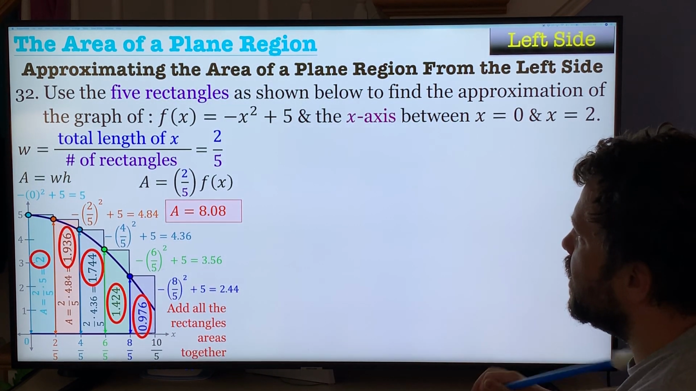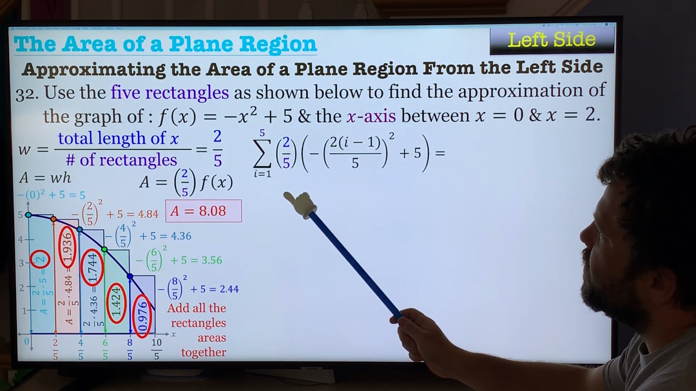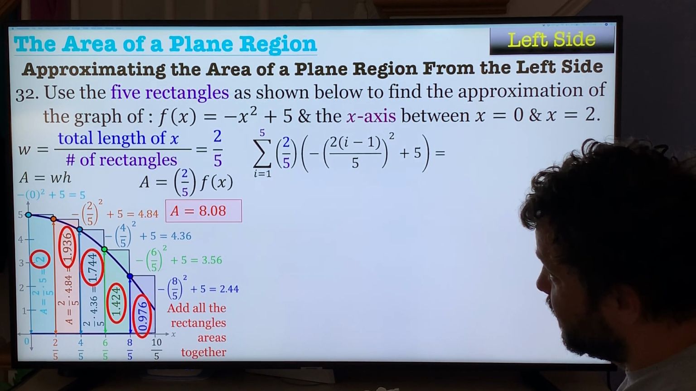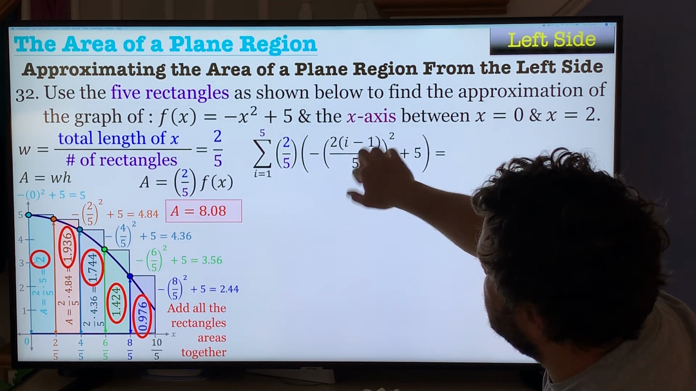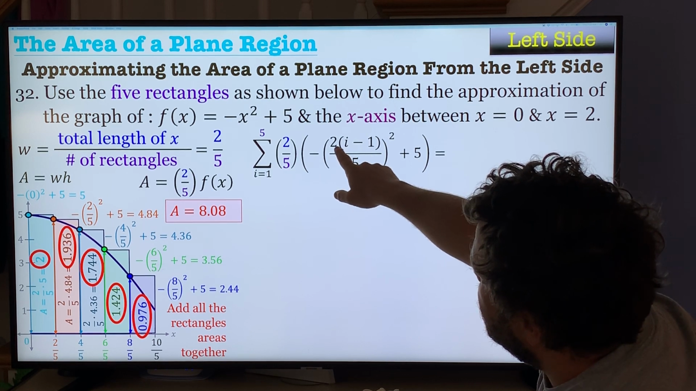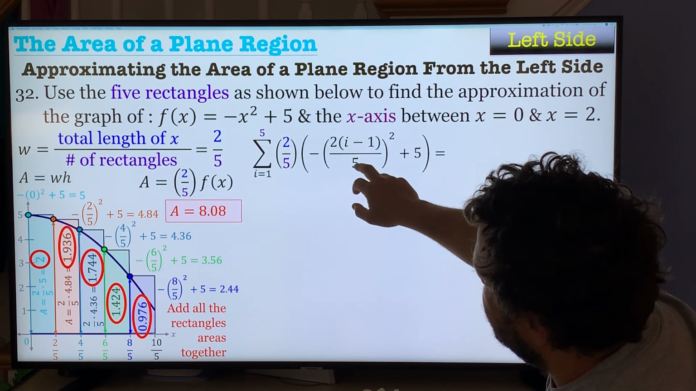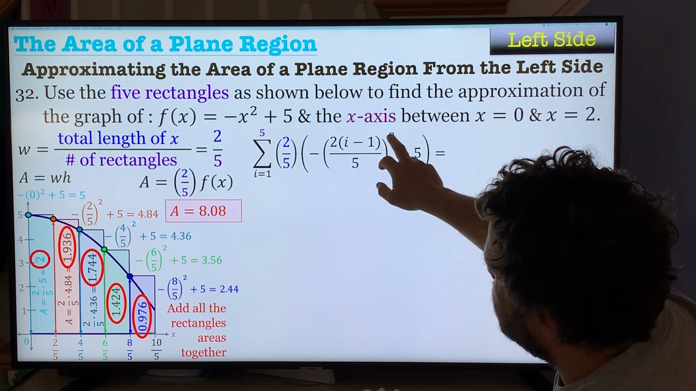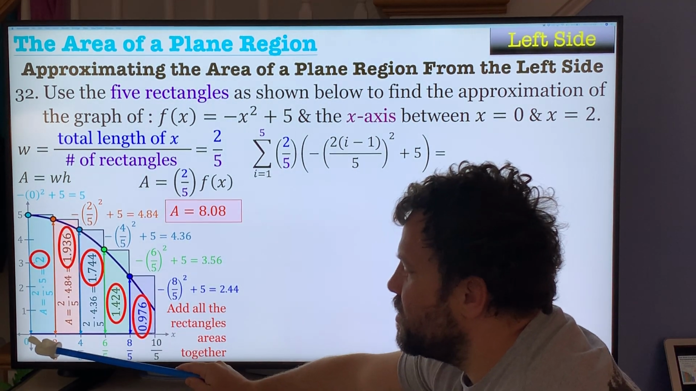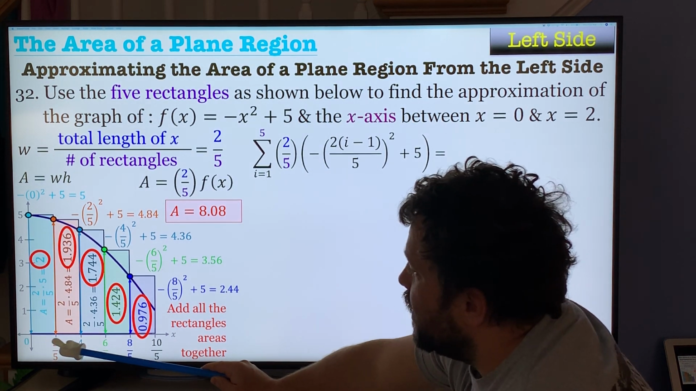So let's use summation. When we use summation, from 1 to 5, length times width. Now, the width here is a little bit different. Notice this thing changes. All right? x squared plus 5. Now, x here is 2 times (i minus 1) over 5. So what you're really doing here is you have your 2/5. Instead of being an i, it's i minus 1. Okay? Because you want this first one to be 0. So 1 minus 1 is 0. So this gives you your 5.